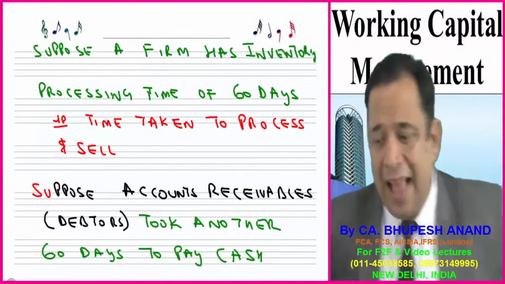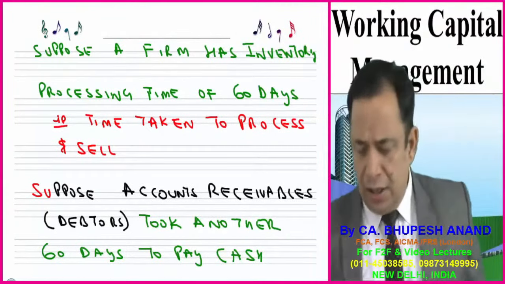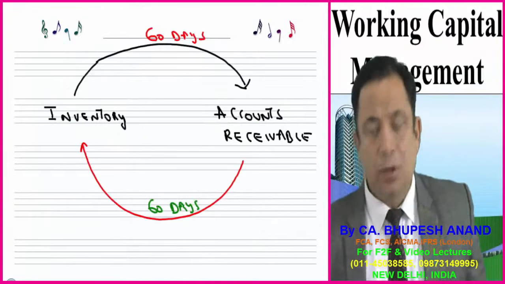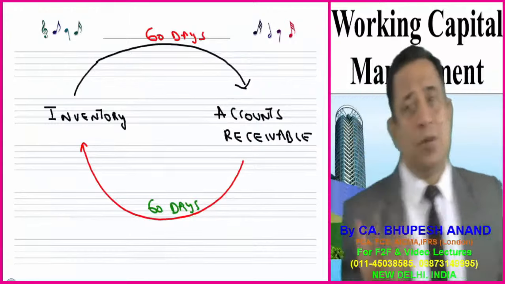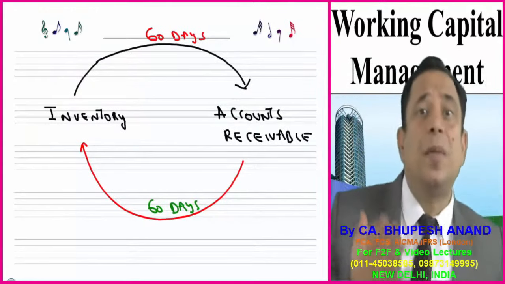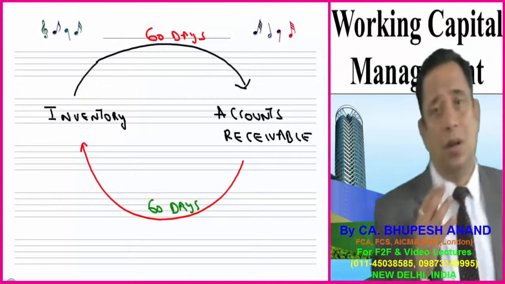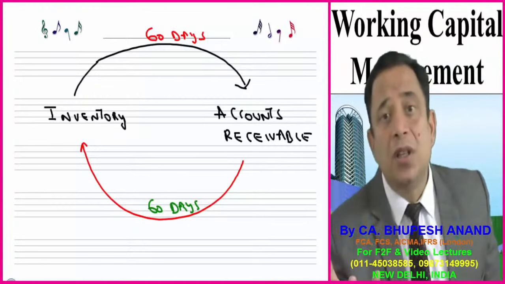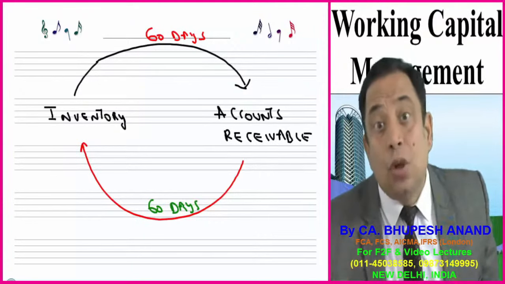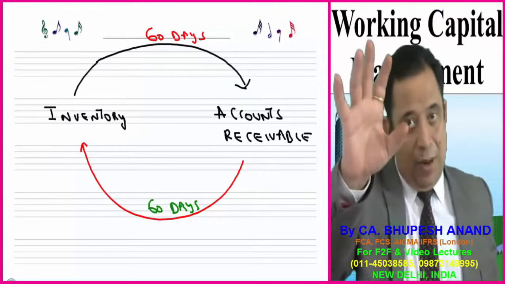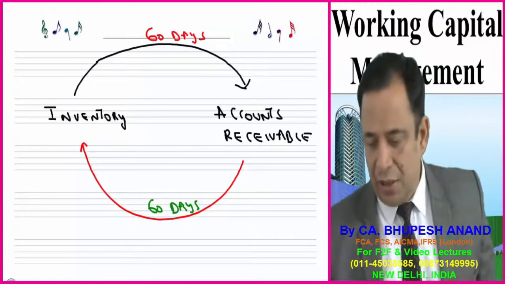A firm has inventory processing time of 60 days. I have assumed in this flow chart that the processing time of an inventory is 60 days. When I say processing, it means converting raw material to work in progress and from work in progress to finished goods, that is, to the sellable position. Then the time taken to sell it will also require some time period. That is the inventory time period.